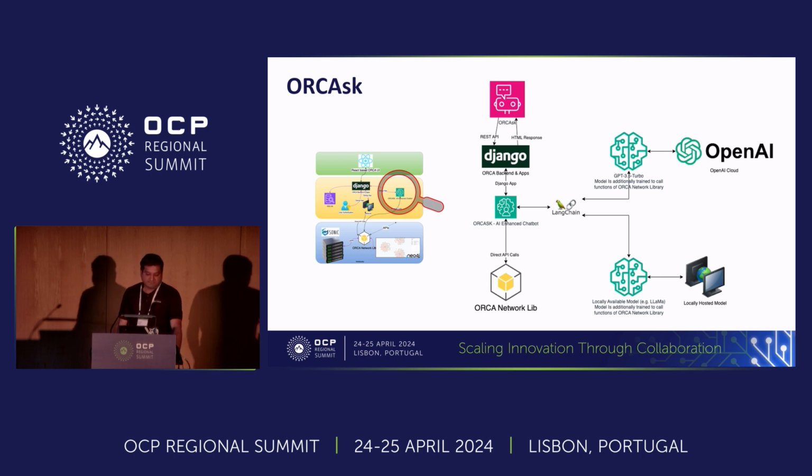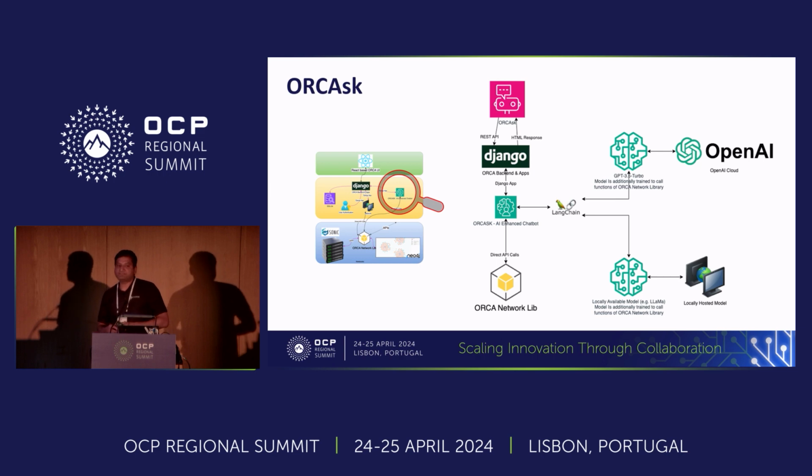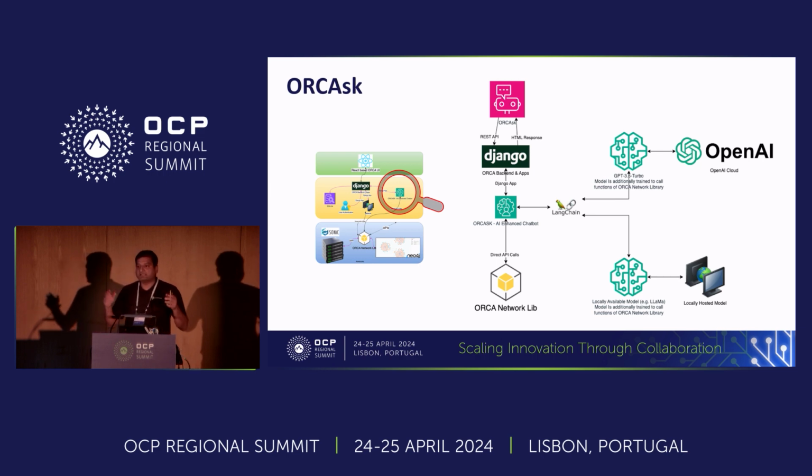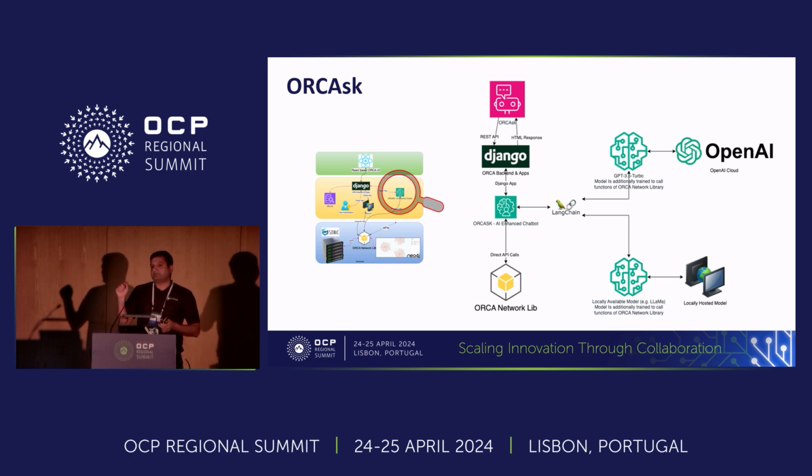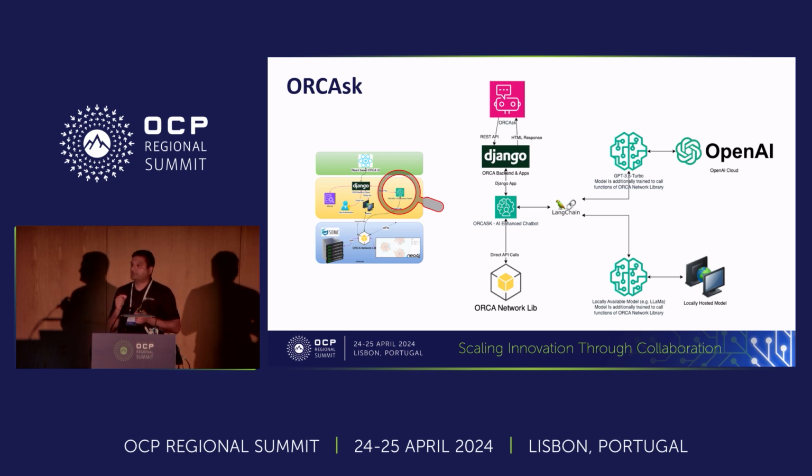So what it does is, on the UI, we have given a chat-like interface for the user, where in natural language you can write, for example, get me the list of all port channels on device 10.10.10.10. Currently we are using OpenAI's GPT 3.5 Turbo LLM to process this natural language into the API calls of the ORCA network library.